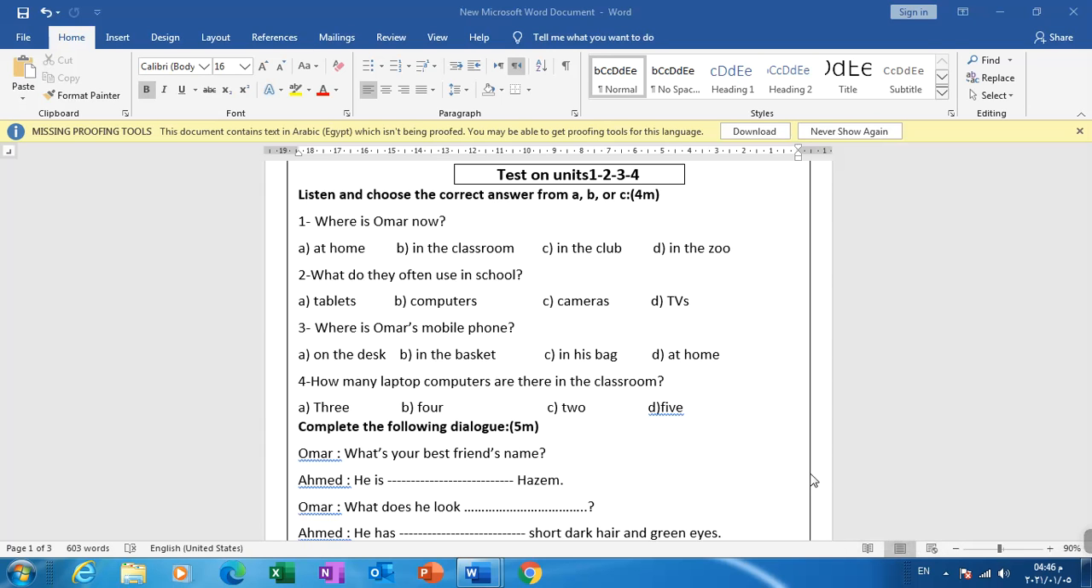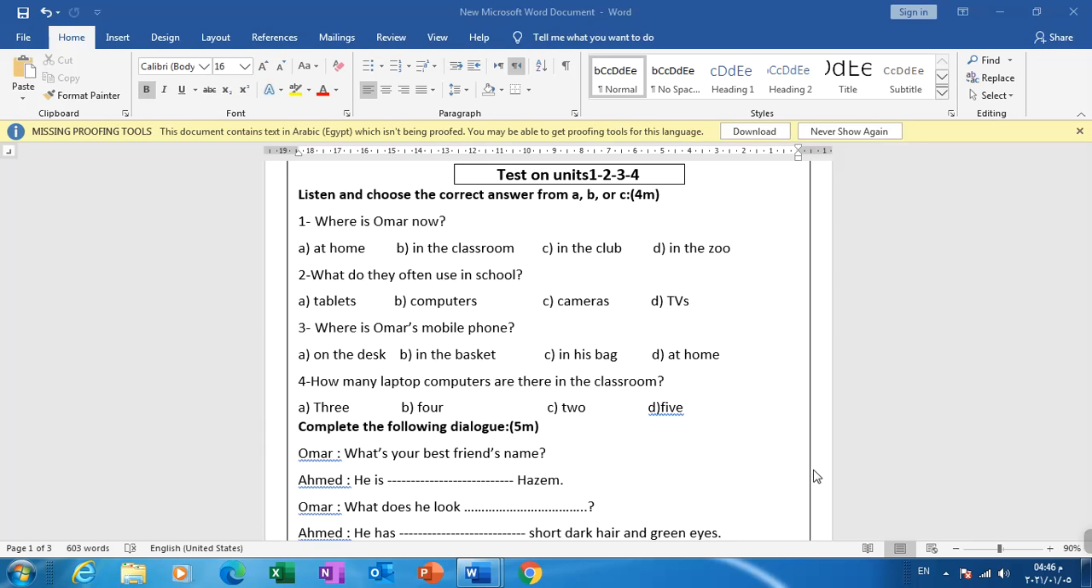Today we are going to do a revision on units 1, 2, 3, and 4. This is a test on these units. The first question is listen and choose the correct answer. Before answering the questions, try to answer and send me your result or the mark that you will get.